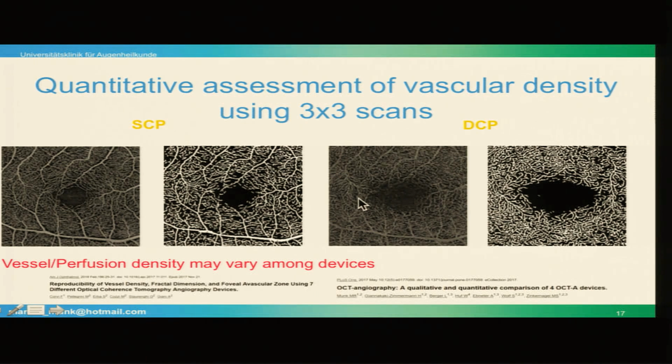This is just one representative example. And as you can recall the pictures I showed you before from the 7 different images, you can assume that these vessel densities and these parameters really vary among the devices. We really have to cope with these problems, because now there are multi-center trials coming, and we have OCT-A as exploratory outcome parameter, and we really don't know what to do with the data because they vary so much among the devices.